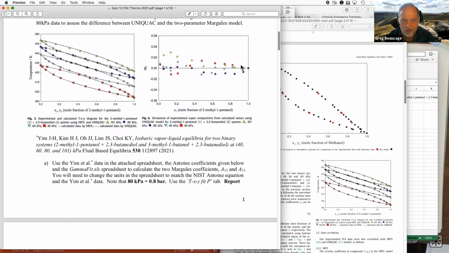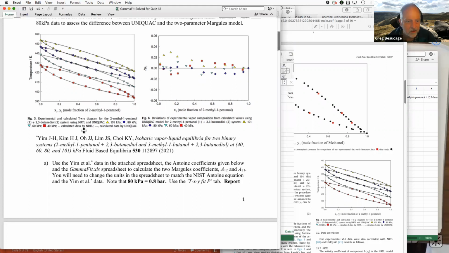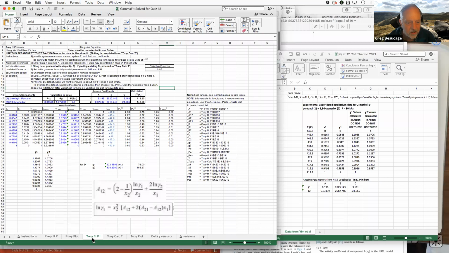So they have a pretty small variance in y. I guess it's 1/100% or 1% kind of change from the experimental to the calculated, right? And then our values are worse than that, we'll end up with. So anyway, this spreadsheet has T, X, Y, fit P.